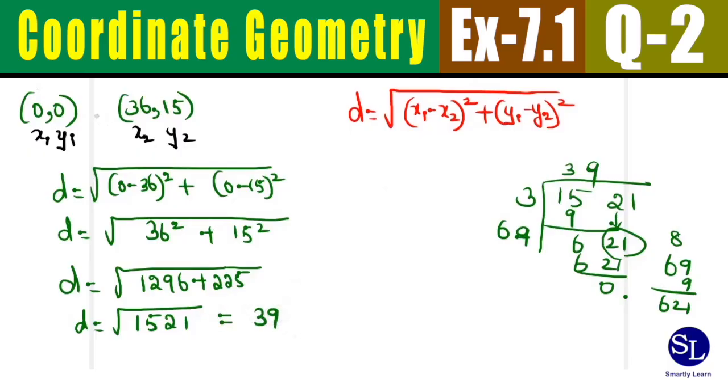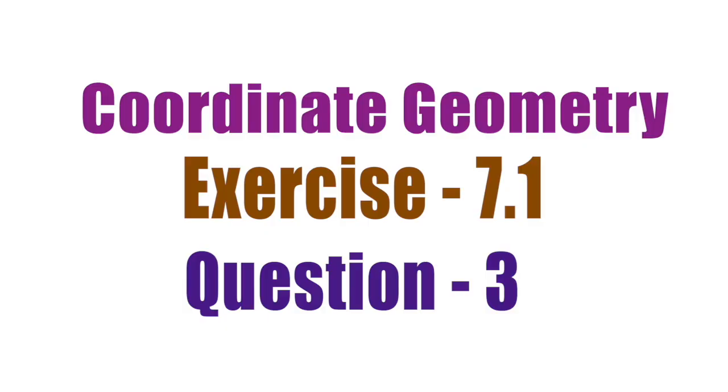So the distance between these 2 points is 39 units. In the next video, we will see how to solve the third question in this exercise.